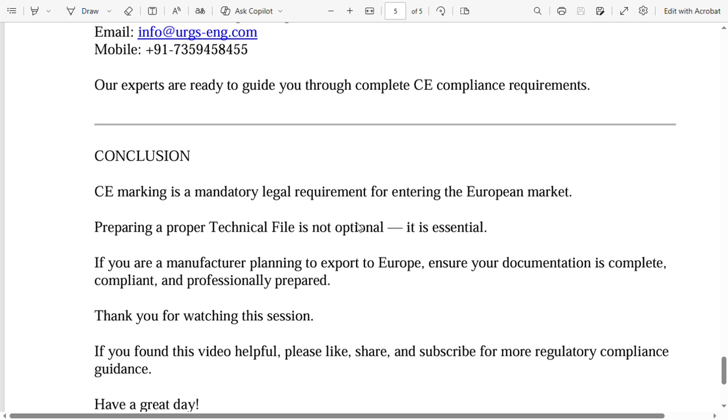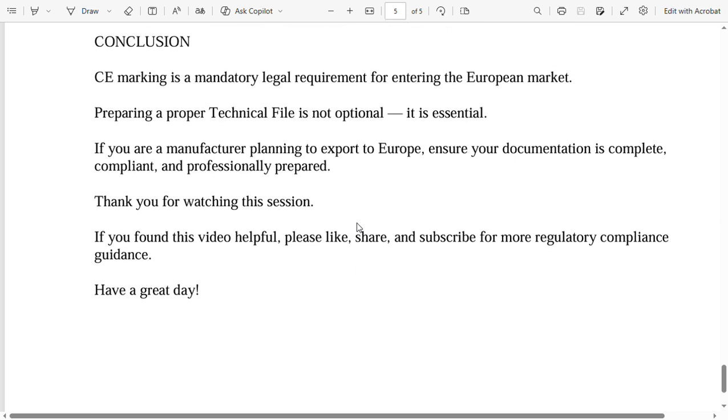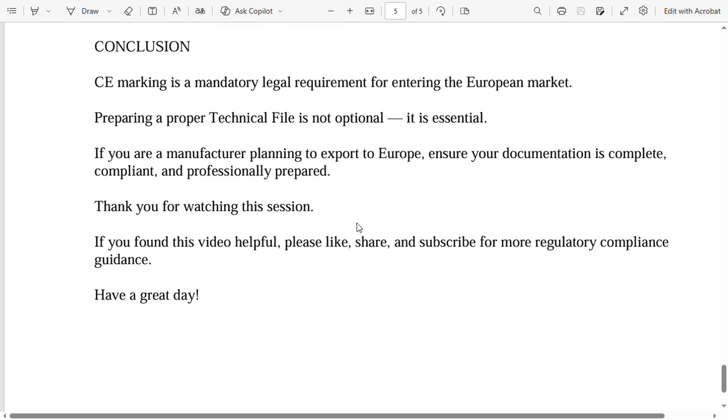At last, CE marking is a mandatory legal requirement for entering the European market. Preparing a proper technical file is not optional, it's essential. If you are a manufacturer planning to export to Europe, ensure your documentation is complete, compliant, and professionally prepared.